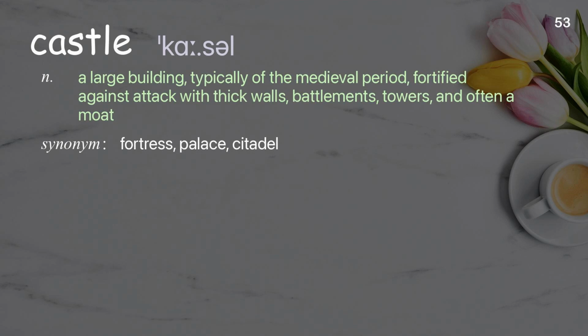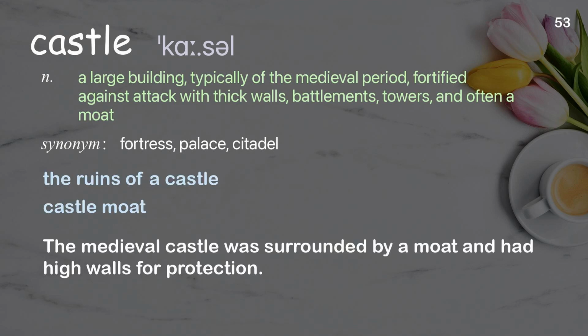Castle. A large building, typically of the medieval period, fortified against attack with thick walls, battlements, towers, and often a moat. Examples: The ruins of a castle, castle moat. The medieval castle was surrounded by a moat and had high walls for protection.